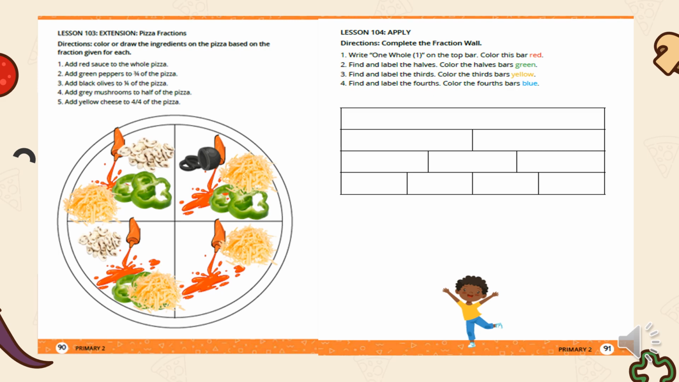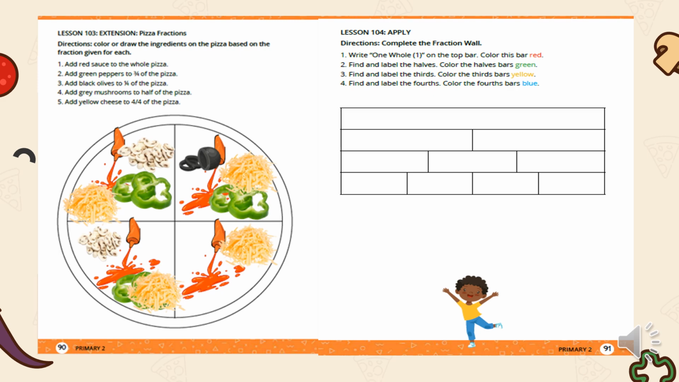Number 3, add black olives to 1/4 of the pizza, just one part. Number 4, add gray mushrooms to half of the pizza. So we put it in the half. Number 5, add yellow cheese to 4 over 4 of the pizza. 4 over 4 means all the pizza, the complete pizza.